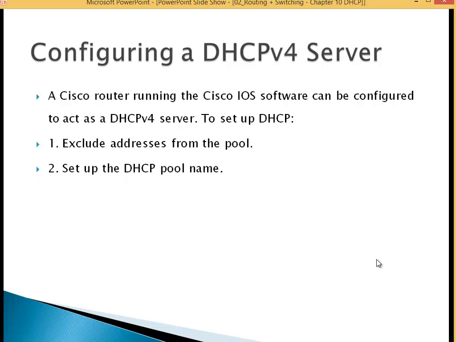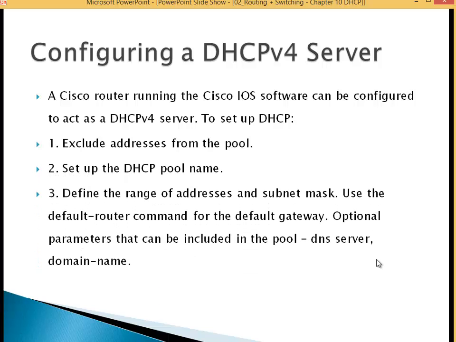Then we create a pool. Then in the pool, we can define a range of addresses, a subnet mask. We can define the default router. Optionally, we can put a DNS server, domain name, and so on. To disable DHCP, use the no service dhcp command.